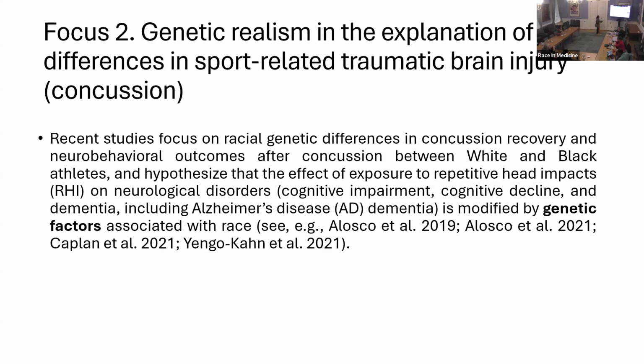So also, genetic realism is hidden behind some kind of explanation of racial differences in sport-related traumatic brain injury. These are all some examples. I mean, there are more examples. Recent studies, for example, focus on racial genetic differences in concussion recovery and neurobehavioral outcomes after concussion between white and black athletes. And they hypothesize that the effect of exposure to repetitive head impacts on neurological disorders is modified by genetic factors that are associated with race.